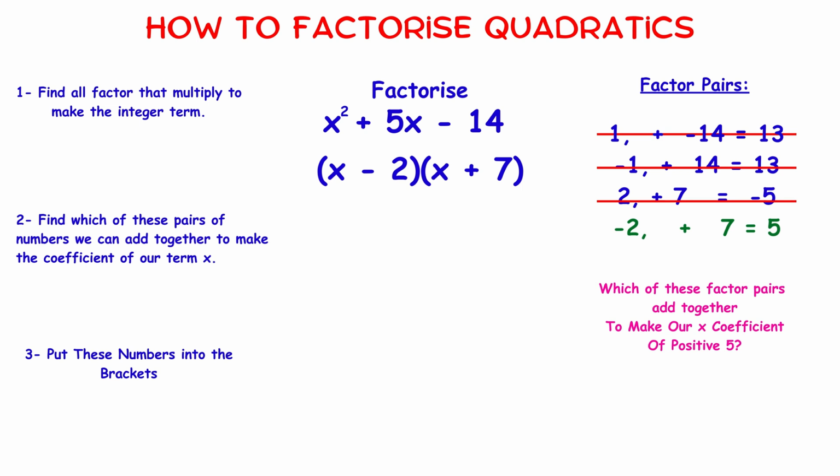1 plus negative 14 makes negative 13, so it's not going to be that one. Negative 1 plus 14 makes 13, so not that one either. 2 plus negative 7 makes negative 5, so close but still no, but negative 2 plus 7 does make positive 5. So that's the one that we need. Because our factors are negative 2 and positive 7, we take away 2 in one bracket and add 7 in the other one. And that's it.